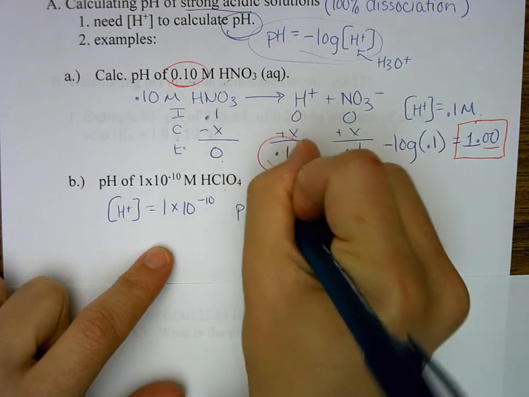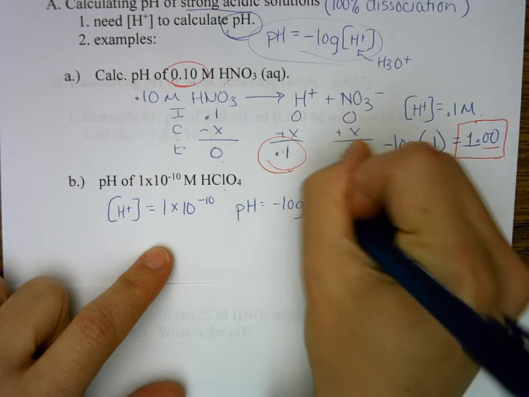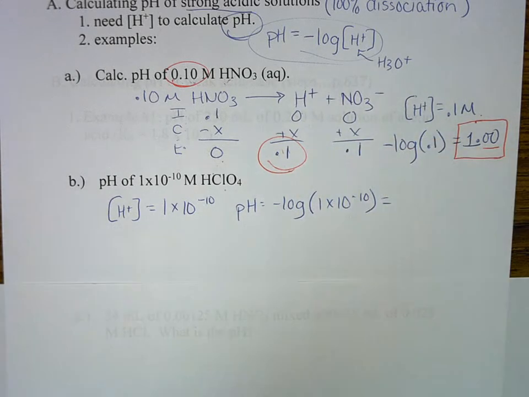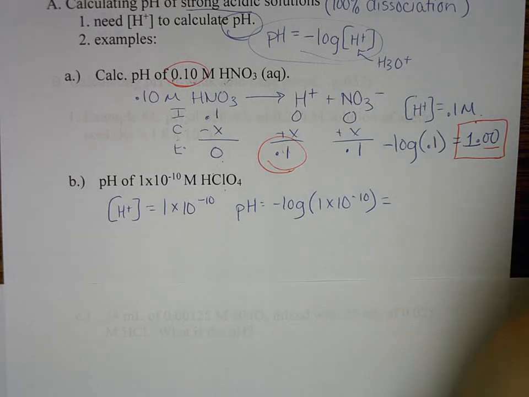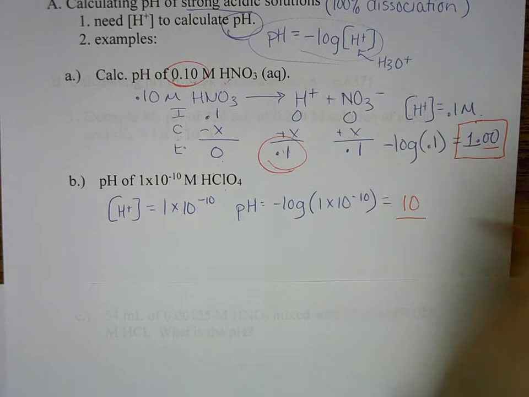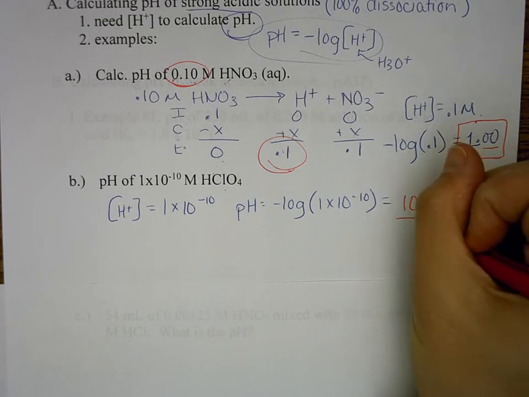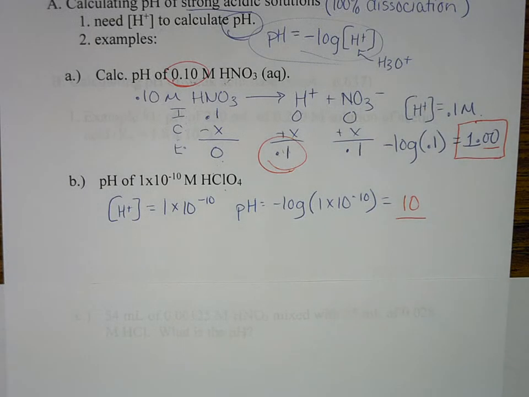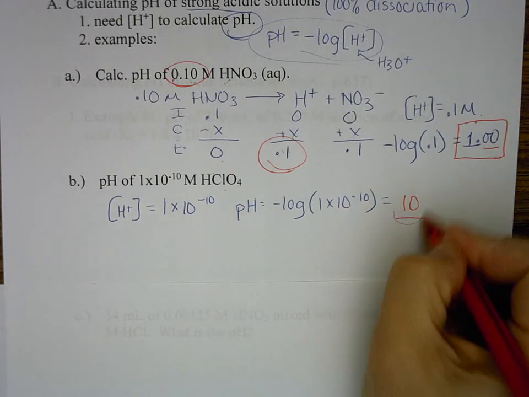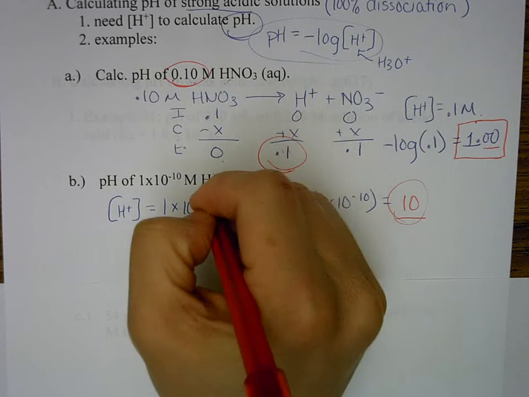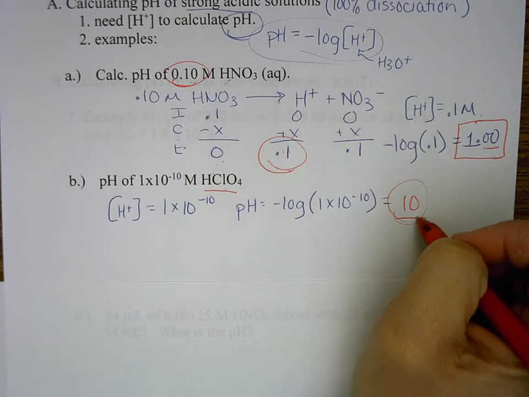pH is the negative log of that. 1 times 10 to the negative 10th. What is that answer? Plug it into your calculator if you need to. It's something you can probably do in your head if you remember log stuff, but you get a pH of 10. What is the problem with that? It is not acidic. You should always pay attention to what pH value you get and what you're looking for. I'm looking for an acidic pH. This is definitely not 1.